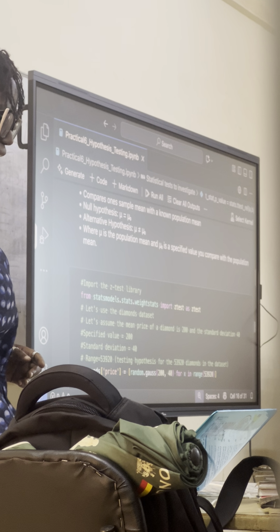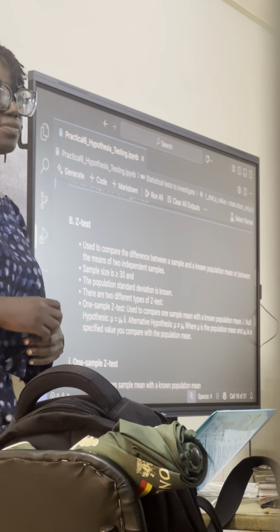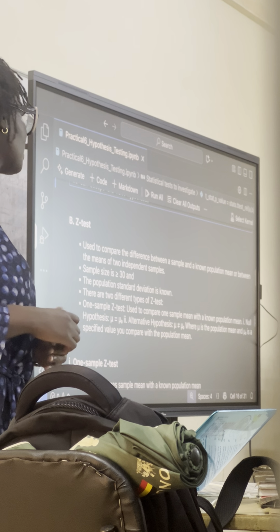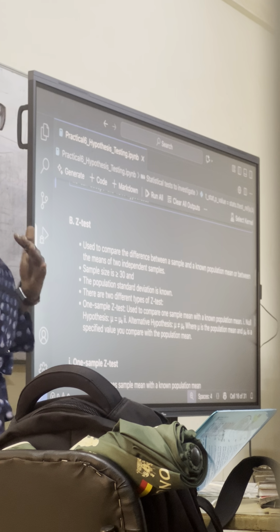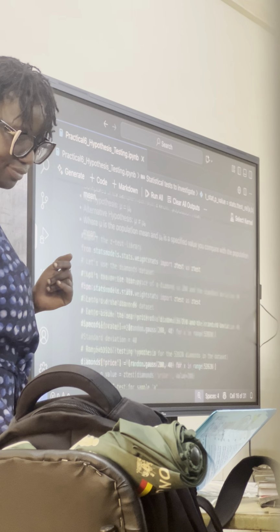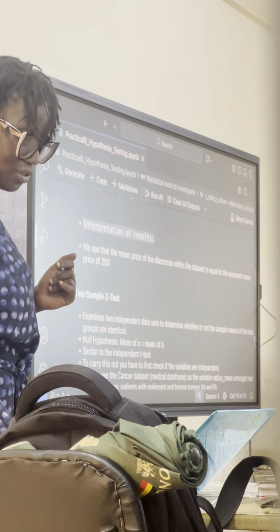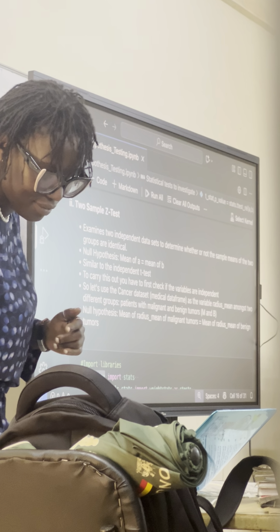Okay, there are also Z-tests in case one has more than 30 samples. So instead of using the t-test, you can then use the Z-test that also looks at the means of samples. So I won't go through these. I think we're running out of time.